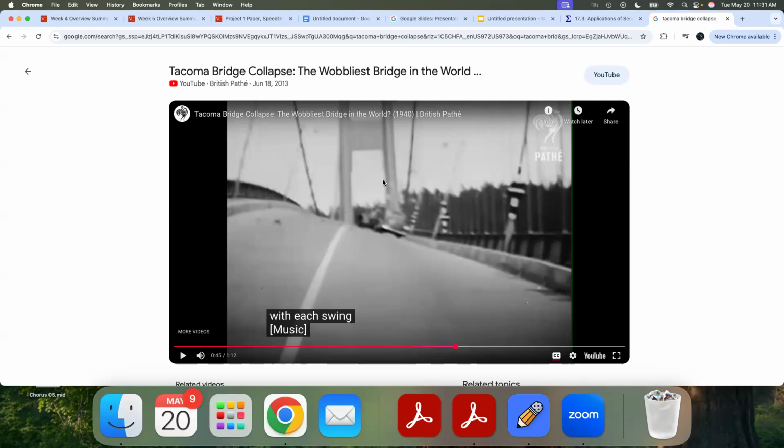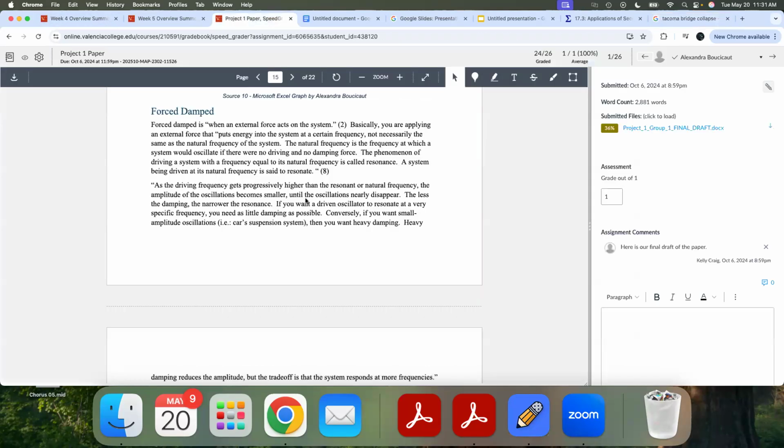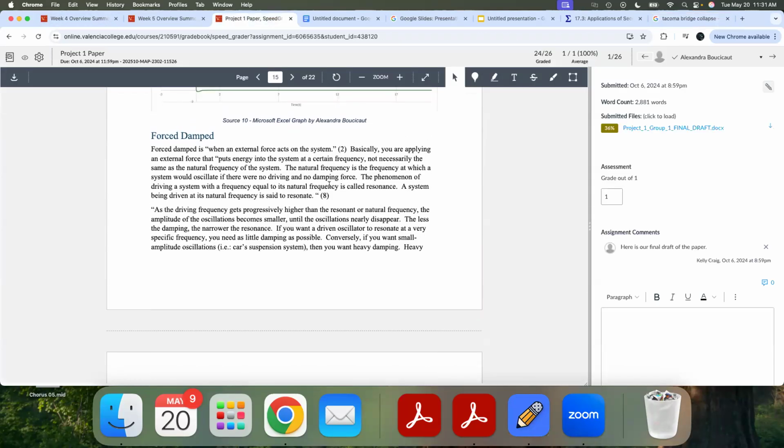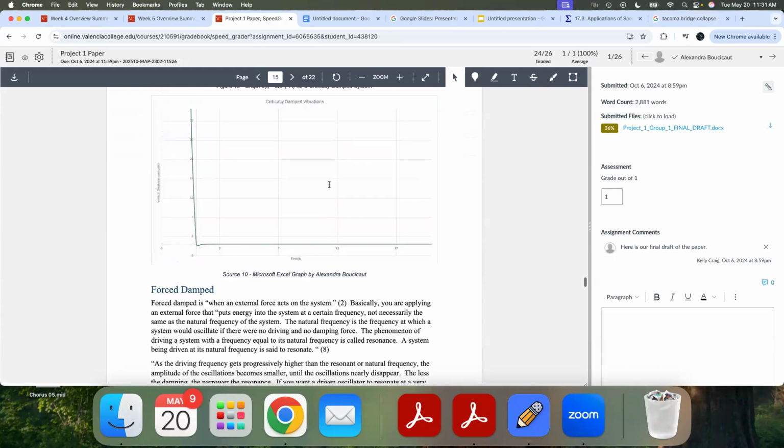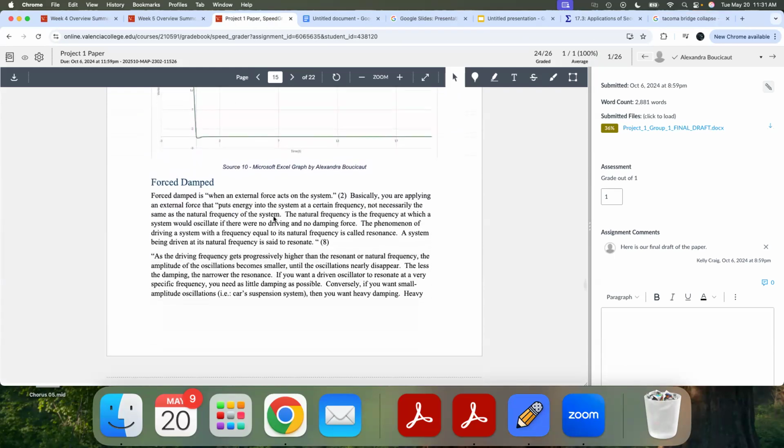Sometimes people will have note cards while they're presenting, and you can't see the words on the screen, but you can hear them reading. You'll hear, like, here's another group's paper on this project. And on the screen, maybe they'll have a picture, but then you'll hear, force damped is when an external force acts on the system. Basically, you are applying an external force that puts energy into the system at a certain frequency, not necessarily the same as the natural. Oh my God, it's so boring. You're already bored right now.